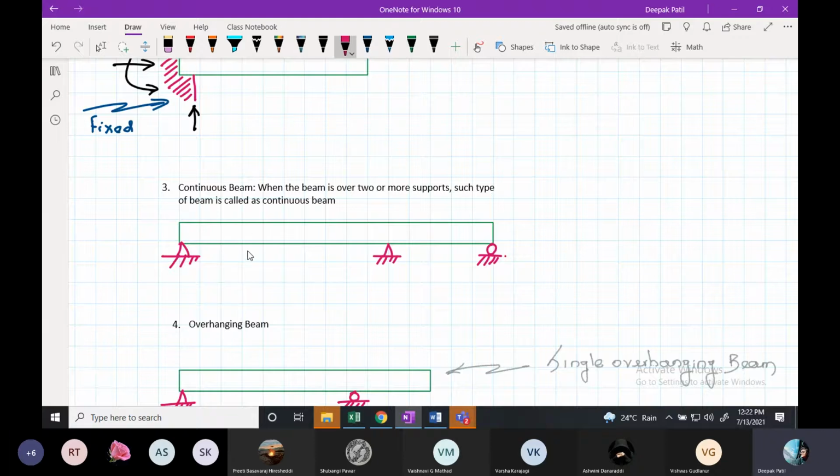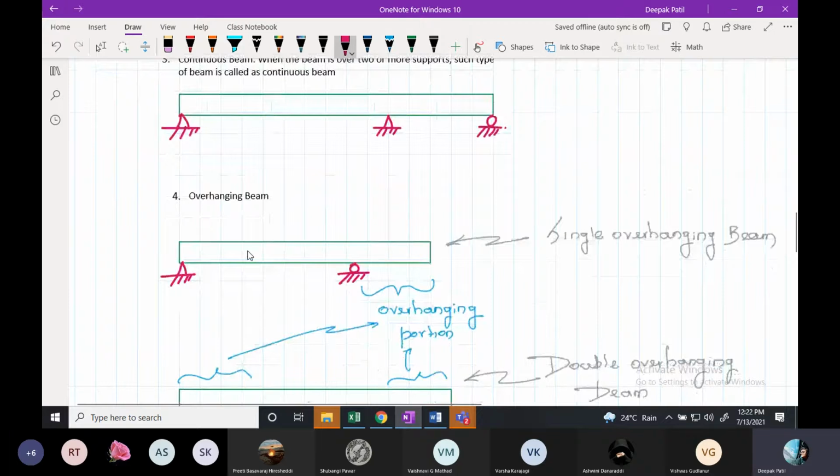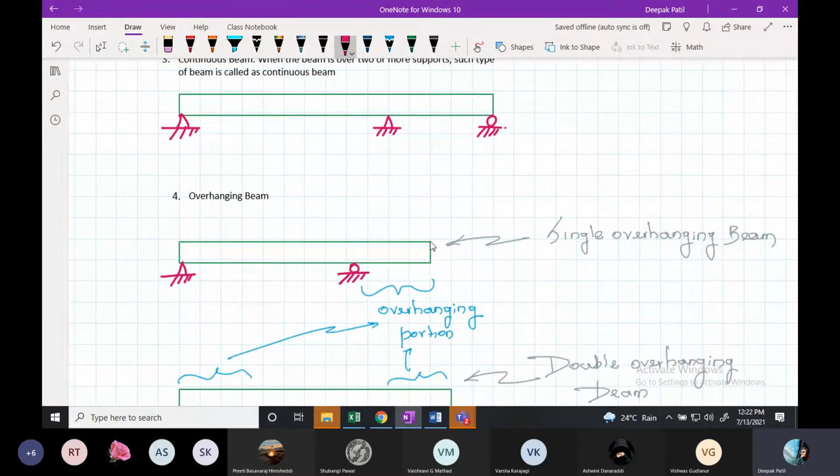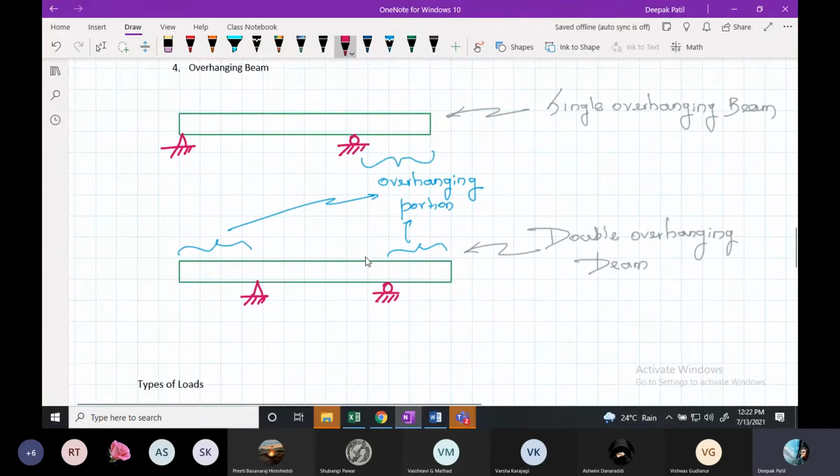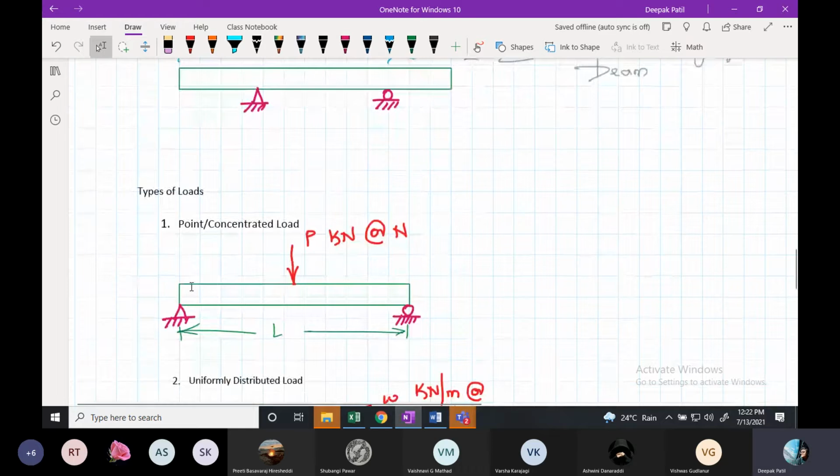You can see the continuous beam. Then we have an overhanging beam, where one portion of the beam overhangs beyond a support. This portion of the beam overhangs beyond this roller support. This type is called a single overhanging beam, where only one side of the beam overhangs beyond the roller support. Also, there could be a double overhanging beam, where the left hand side and the right hand side of the beam both overhang beyond a support. This type of beam is called a double overhanging beam.